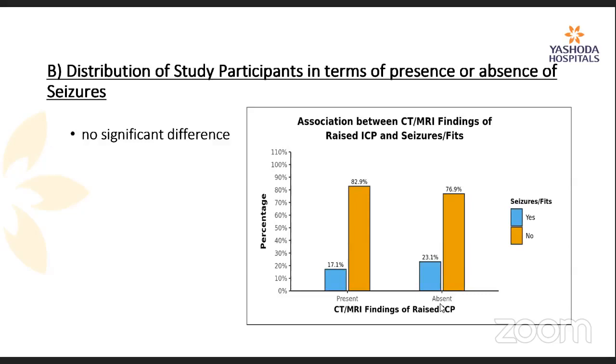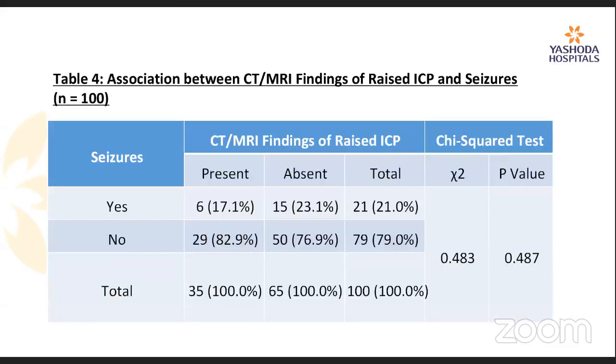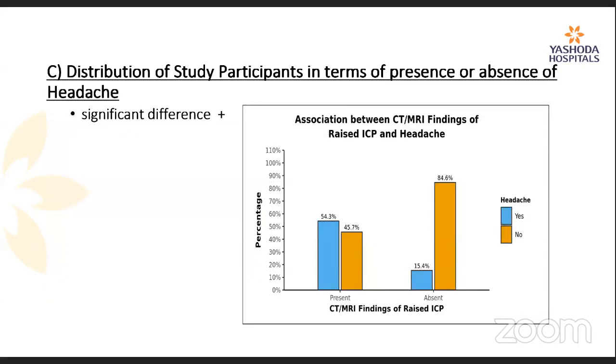The third thing that we checked was headache. How many patients who presented with headache had raised ICP and how many did not. So there was a statistical difference. Out of group 1, 54% patients had history of headache, while 45% did not. And out of group 2, only 15% had headache, and 84% of patients who did not show any CT MRI plain scan findings did not have headache. This is a tabular representation of that.